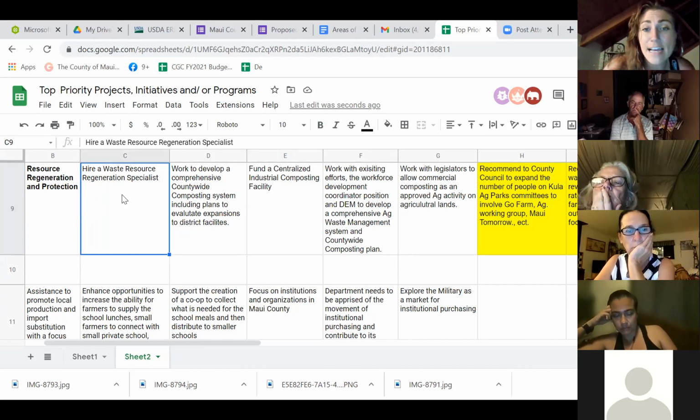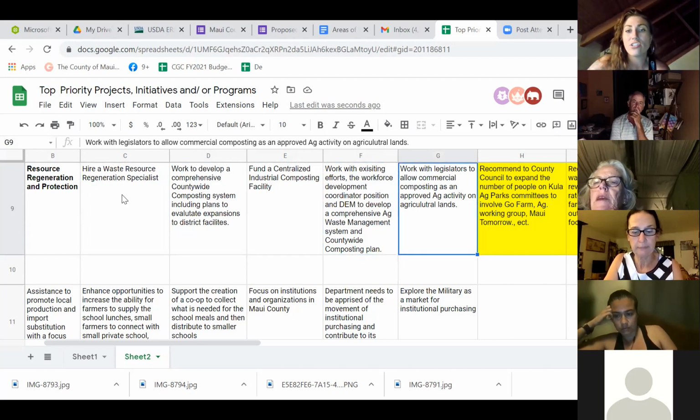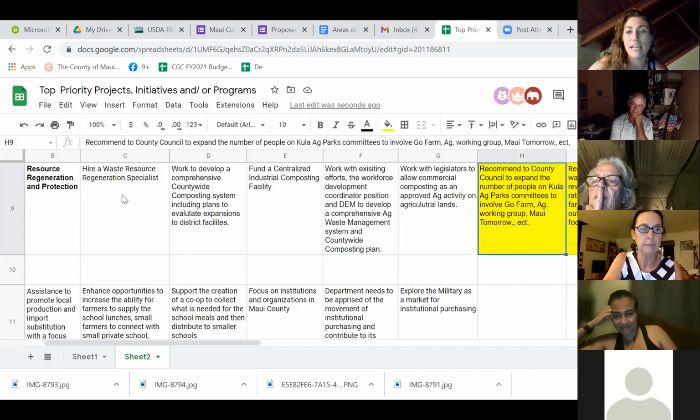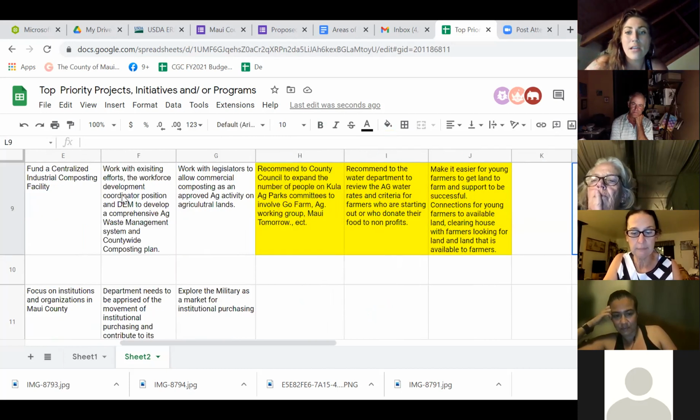Work with existing efforts, the workforce development coordinating position and DEM to develop a comprehensive ag waste management system and countywide composting plan. Work with legislators to allow commercial composting as an approved ag activity on agricultural lands. Recommend to the county council to expand the number of people on Kula Ag Park committees to involve Go Farm, Ag Working Group, and Maui Tomorrow, etc. Recommend the water department to review the ag water rates and criteria for farmers who are starting out or who donate their food to nonprofits.